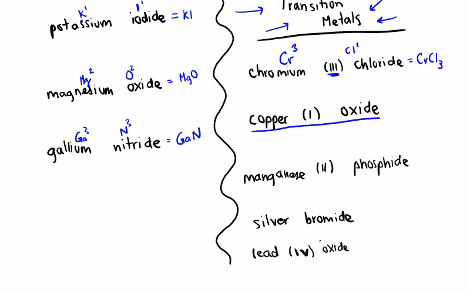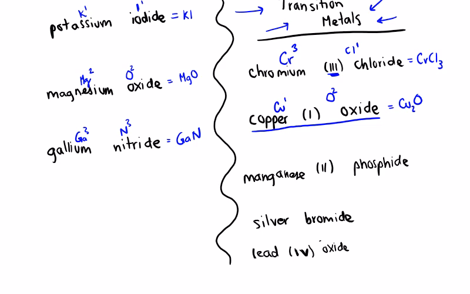All right. If you want to pause and try the next examples all on your own, I think that's a great thing for you to do. Start trying to help yourself learn as you go. Okay, so chromium 3 chloride, or sorry, copper 1 oxide. So copper is Cu. It has a 1 oxidation number here. Oxide is oxygen. It's going to have a 2 as an oxidation number. So our chemical formula is going to be Cu2O.